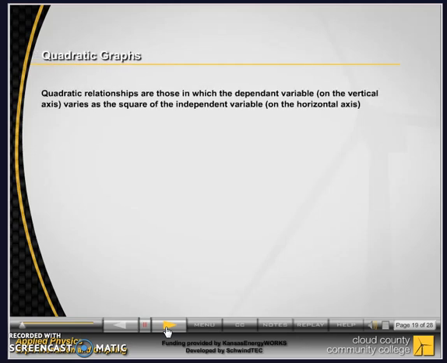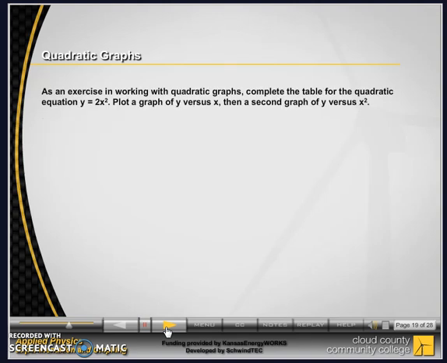Quadratic relationships are those in which the dependent variable, that on the vertical axis, varies as the square of the independent variable, that on the horizontal axis. In its simplest form, a quadratic relationship can be expressed as y equals k times x squared, where k is a constant. In general, a quadratic relationship is one described by the expression y equals a plus bx plus cx squared. As an exercise in working with quadratic graphs, complete the table for the quadratic equation y equals 2x squared.